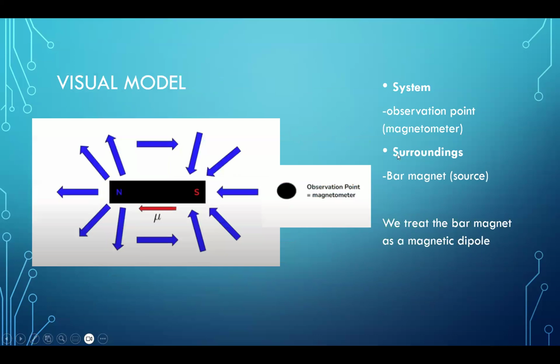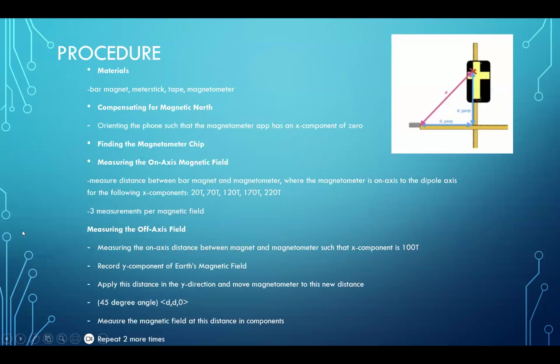This is a visual model. The system is the magnetometer in our phone that we use to calculate the magnetic field experimentally. The surroundings is the bar magnet, which is the source of our magnetic field, and we treat the bar magnet as a magnetic dipole. So here's our procedure.